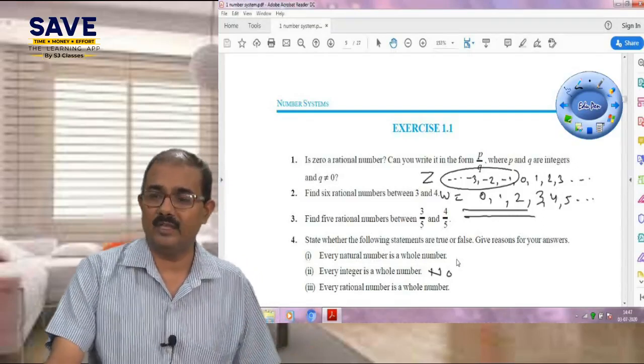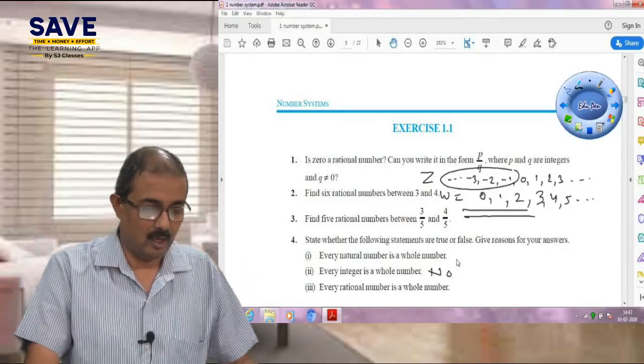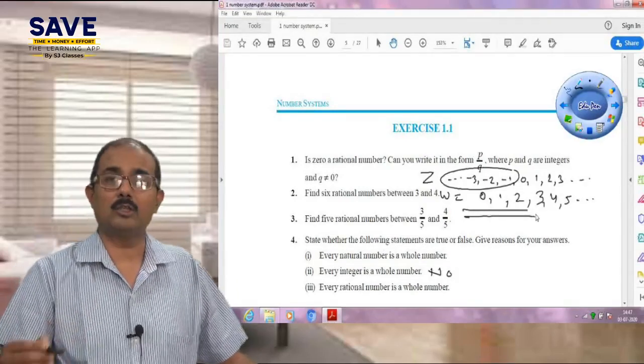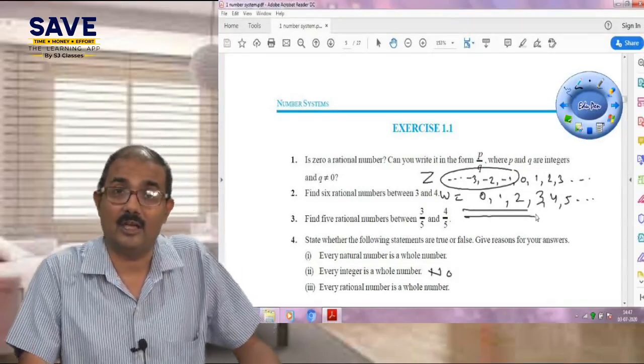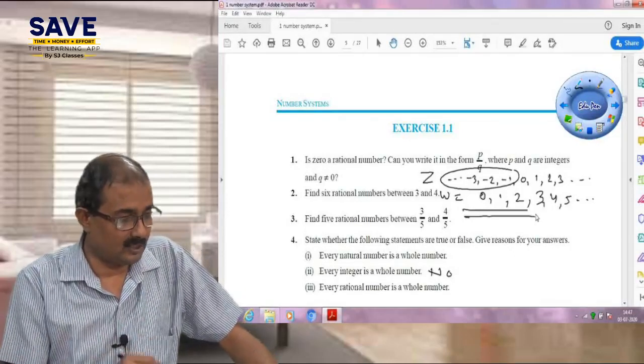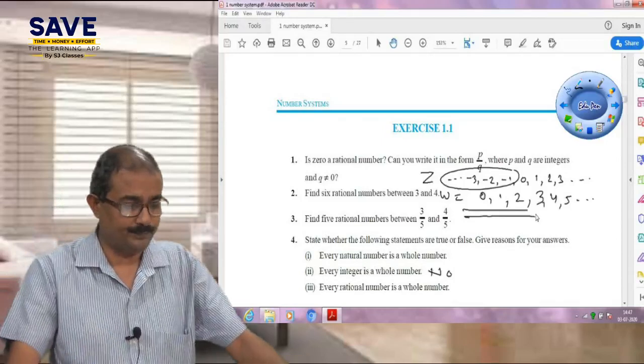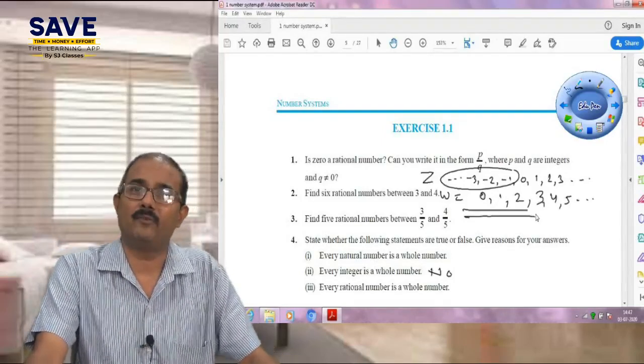But the reverse is true, because all whole numbers, that is 0, 1, 2, 3, 4, 5, belong to the integers. So you must know whether it is true left to right or right to left. So the second part is false.